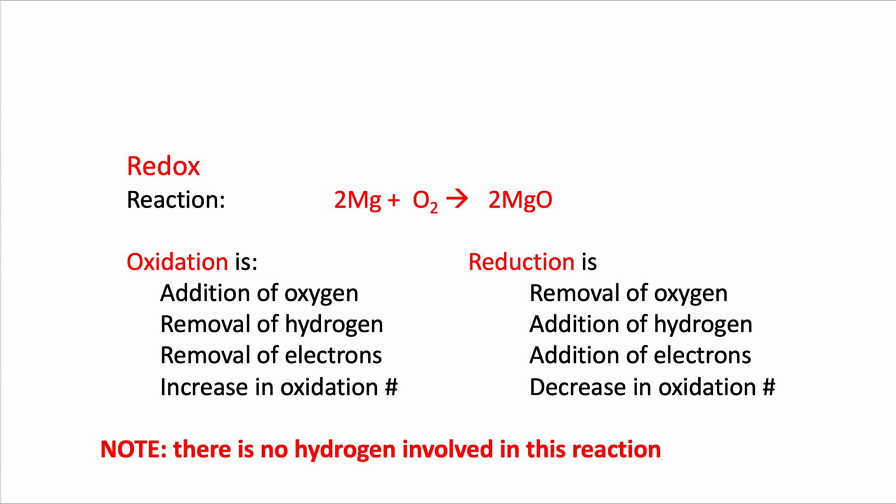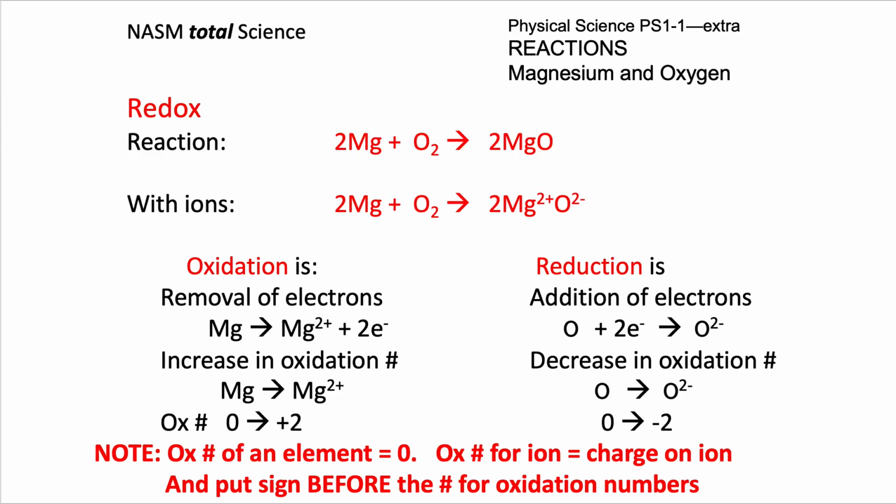So in our reaction that we're looking at, there's no hydrogen involved, but there is addition of oxygen, so it is a redox reaction. And if you're looking at electrons as well, the magnesium loses 2 electrons. Mg goes to Mg2+ in magnesium oxide and 2 electrons. Those electrons are gained by oxygen. And the oxidation number is the charge on the magnesium ion, and we write it plus 2. The charge has to come before the number.